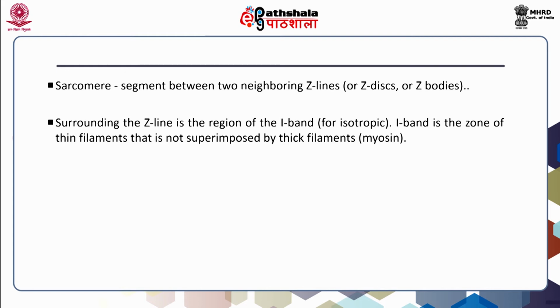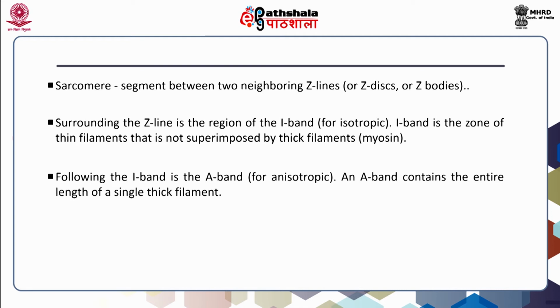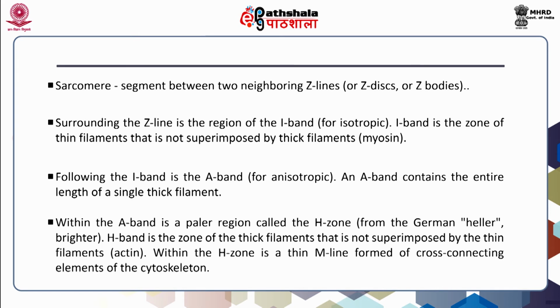is myosin. Following the I band is the A band. A stands for anisotropic. An A band contains the entire length of a single thick filament. Within the A band is a paler region called the H zone.